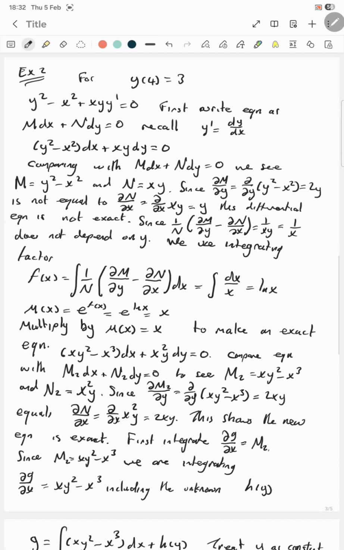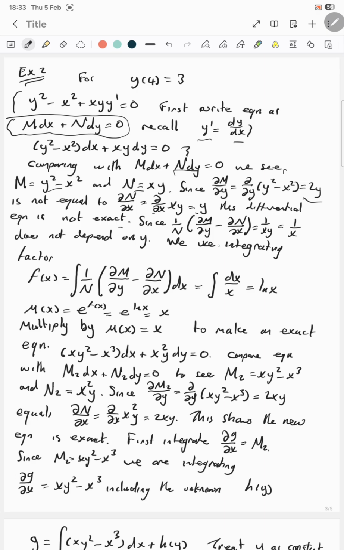Now another example, given y of 4 equals 3 for this equation, we first write the equation as this, as we discussed above. This is a kind of ansatz because it's not a separable equation, and we recall that this is just a notation, and this equals 0. Comparing with this, we see again M equals this, N equals this, and since our derivative of M with respect to y gives 2y, and is not equal to dN by dx, which is y, this differential equation is not exact.